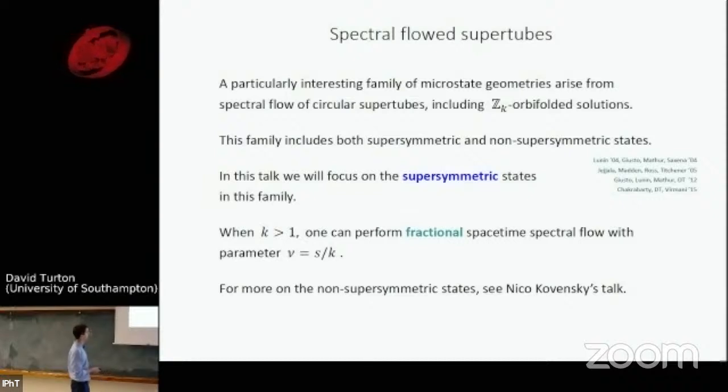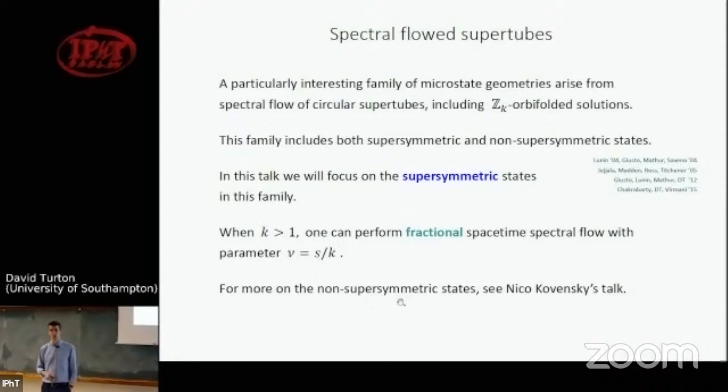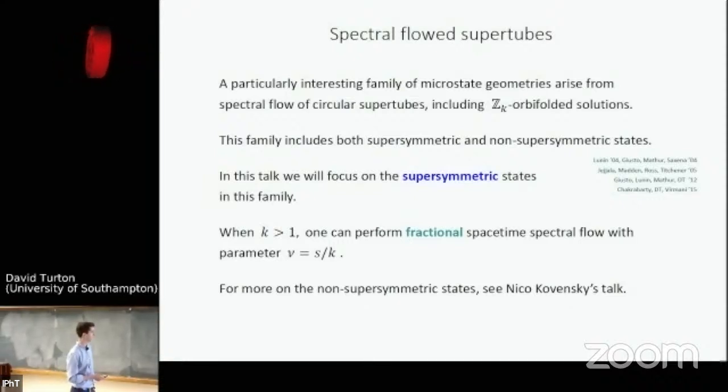But what you should keep in mind is that when k is bigger than 1, we have this fractional space-time spectral flow with a fractional parameter nu, which is equal to s over k, and that'll appear throughout the talk. And if we have the non-supersymmetric version, there's also a right-moving parameter s bar, and Nico will talk about that in the next talk.